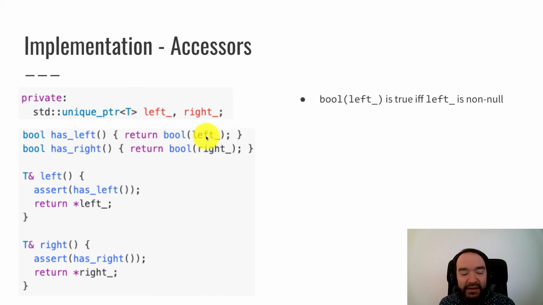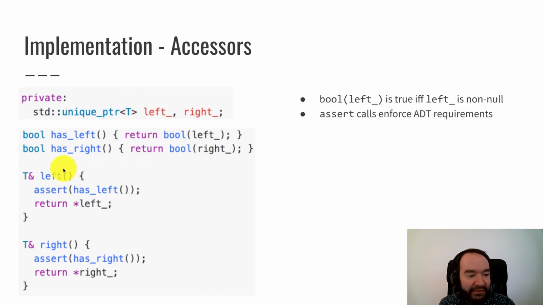And what that does is contextually converts this left underscore pointer to a Boolean. And if you check out the documentation on unique pointer, the way that works is kind of intuitive. If the pointer is null, that produces a false, and if the pointer is non-null, that produces a true. So it's a nice short one-liner there that works like we need it to.